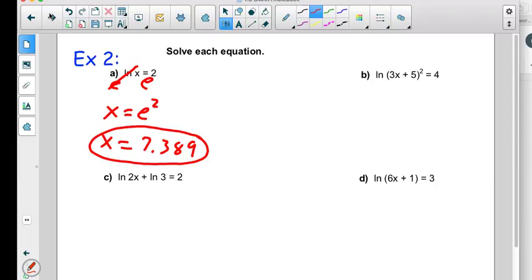This one here, we have the natural log of 3x plus 5 squared equal to 4. Are we doing B or C? We can do the same thing, right? Just take the base with e. So the only thing different than yesterday is rather than a 10 as our base, we're using e. That's all it is. So now this cancels off and we're left with 3x plus 5 squared equals e to the 4th.